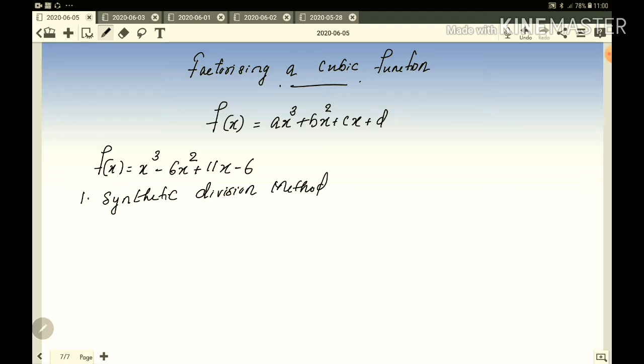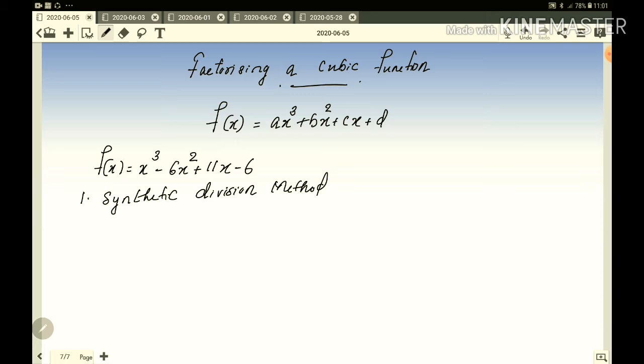I like this method. It's not taking that much time. It's not a time consuming method. Then some learners like long division, some like inspection. Okay, so in my following videos, you will see I'm using the synthetic method, because I like this method very much. So synthetic method, how do we factorize this cubic function? I will show you that one.